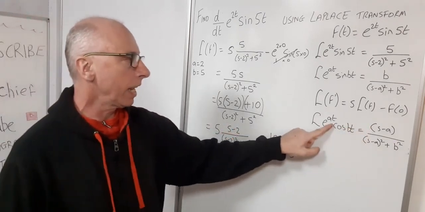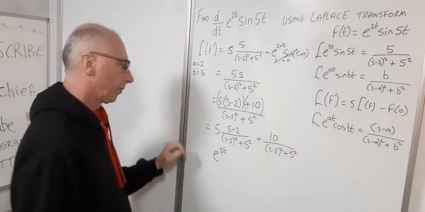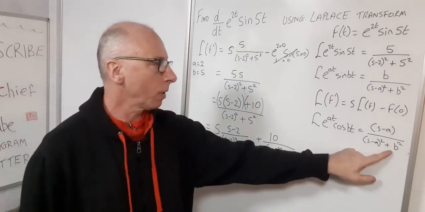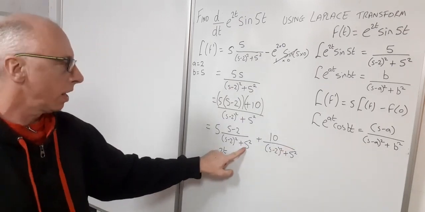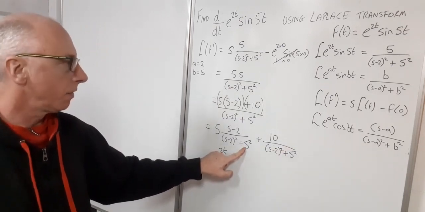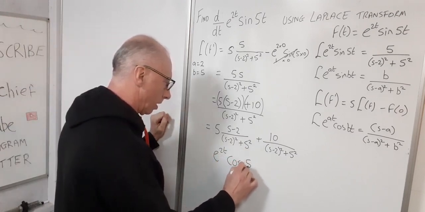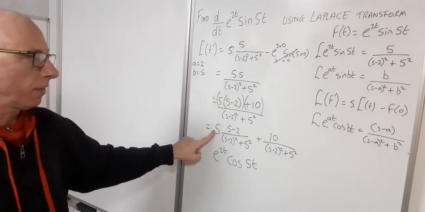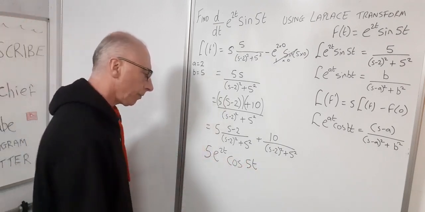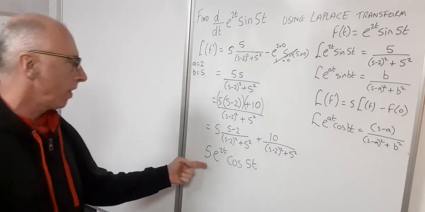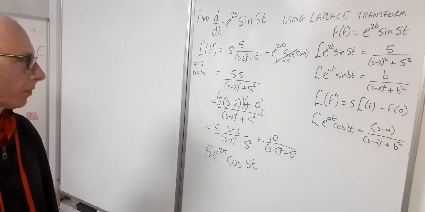That's going to give me e to the at, so I'm going to have e to the 2t. And then s minus a squared plus b squared gives cosine of bt. So here I've got b as 5, so cosine of 5t. But I've got a 5 here, so I need to multiply all this by 5. So that would take care of that. 5e to the 2t cosine of 5t.